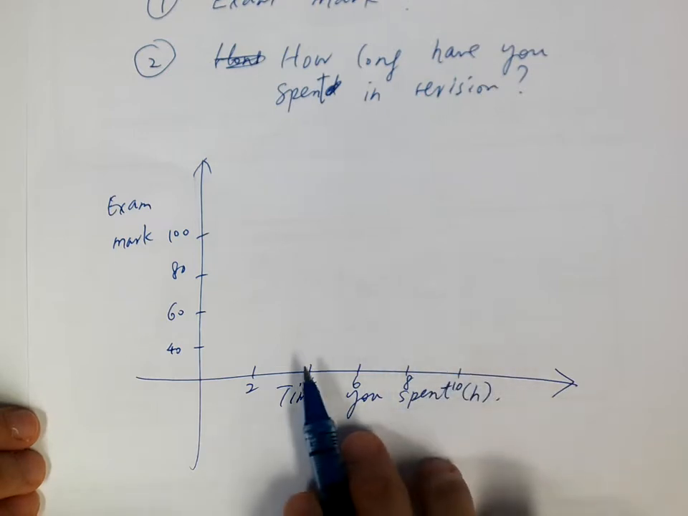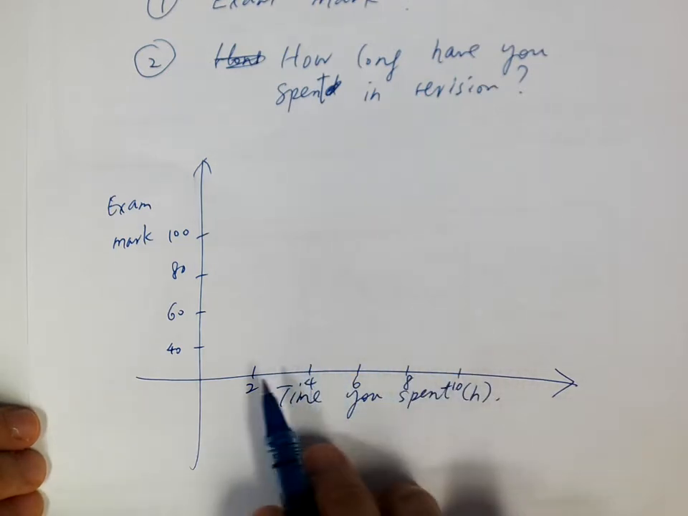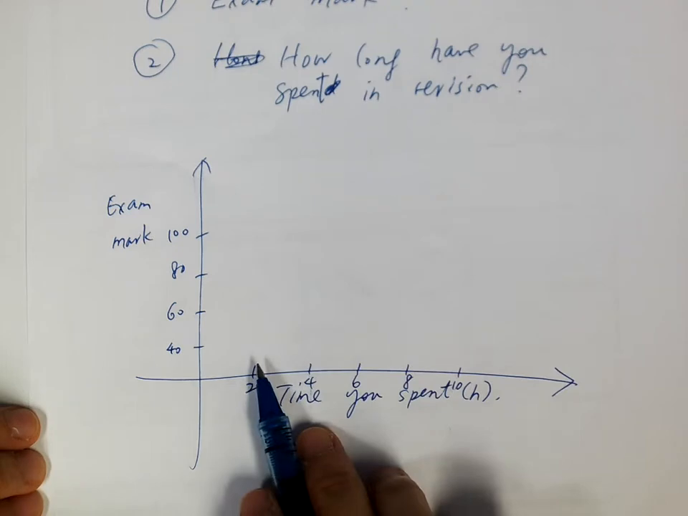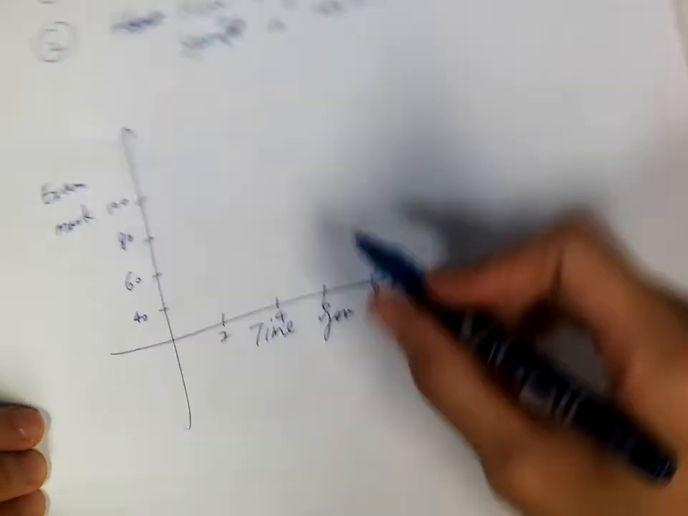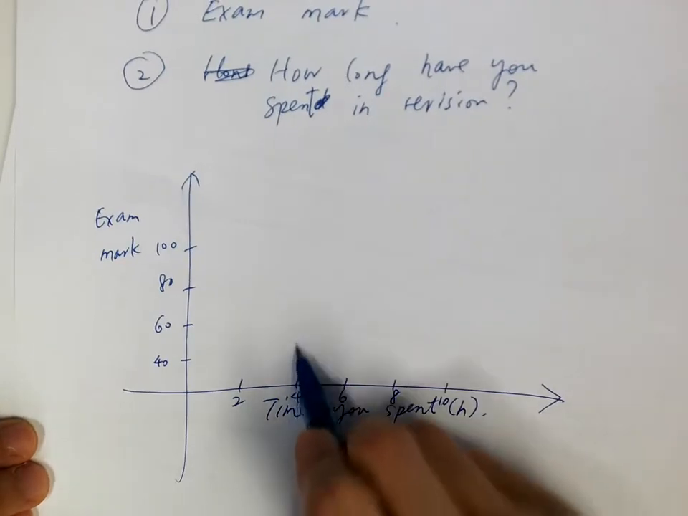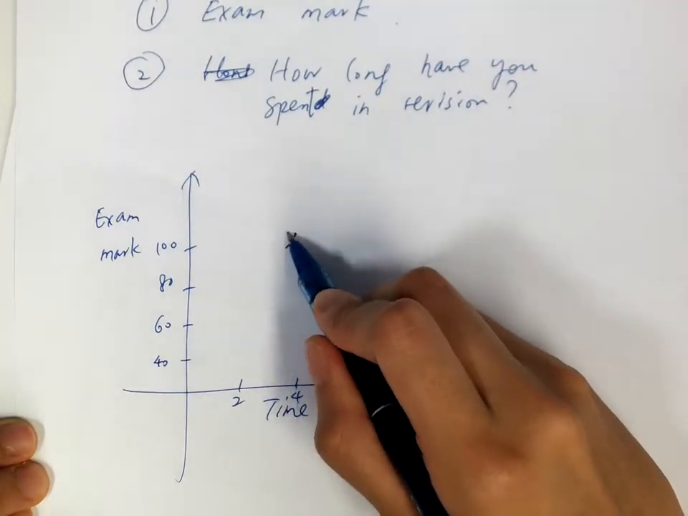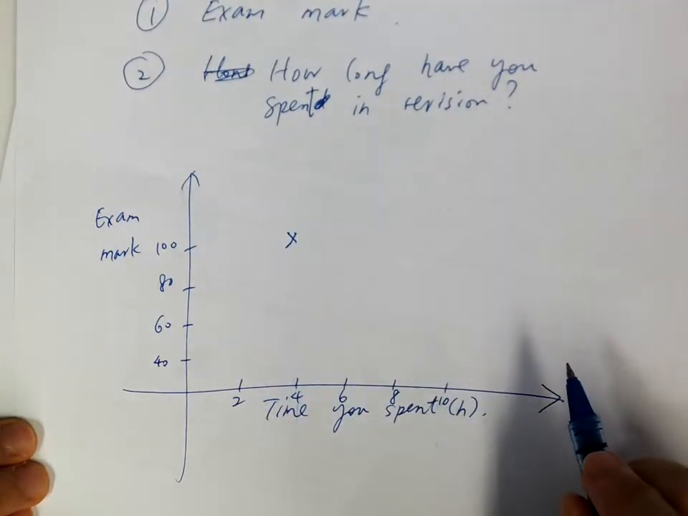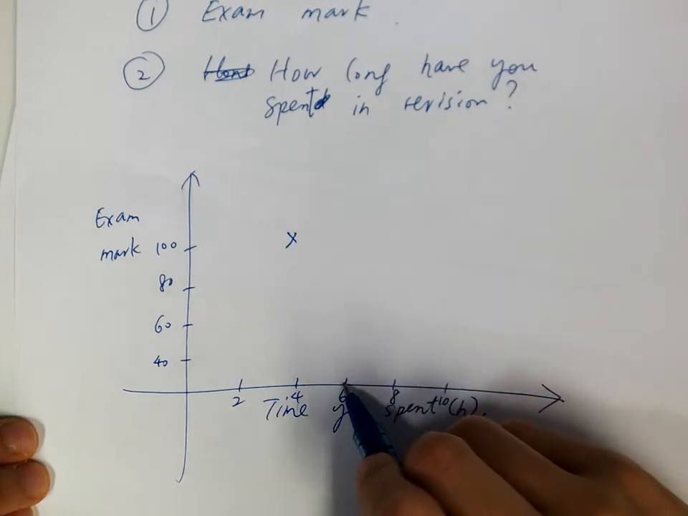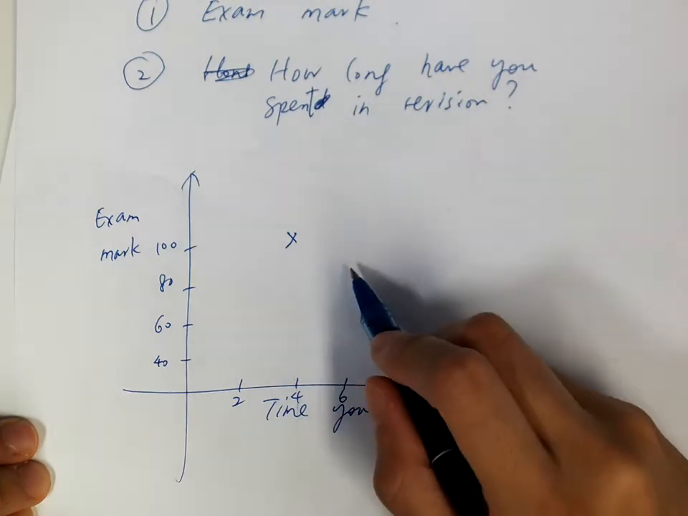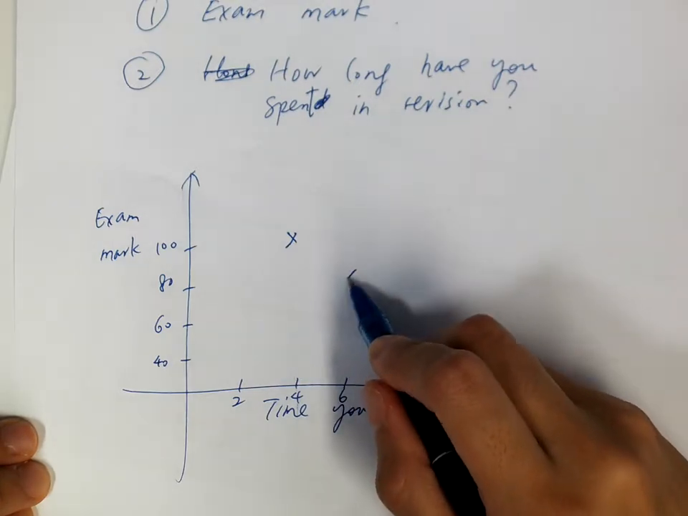So I will maybe ask Kathy. Maybe Kathy is very smart. Even though she only spent 4 hours, she can get 100 marks. Then Ms. Chen will be very happy about this. But maybe someone will spend 6 hours and then, not bad, he can get 18 marks.